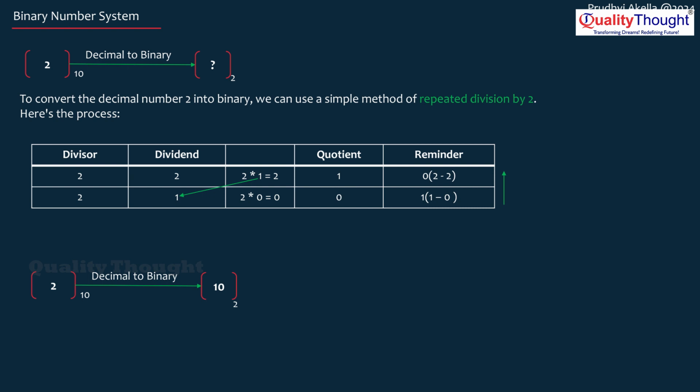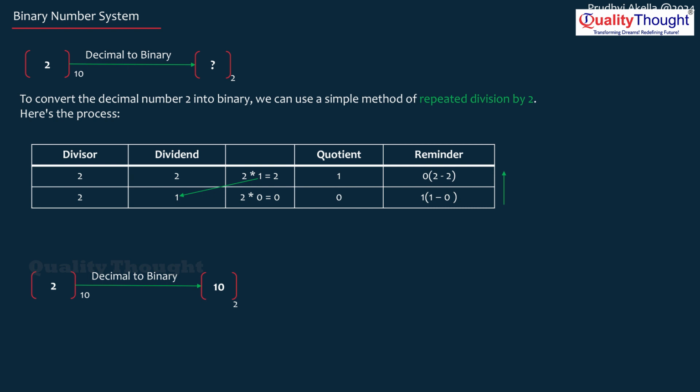So with a divisor of 2, the nearest multiple for the dividend 2 is 2 times 1, which is equal to 2. Now as we multiplied 2 by 1, the quotient becomes 1 and the remainder becomes 0. We need to keep repeating the steps until the quotient becomes 0. The quotient from the previous step, which is 1, now becomes the dividend in the next step.